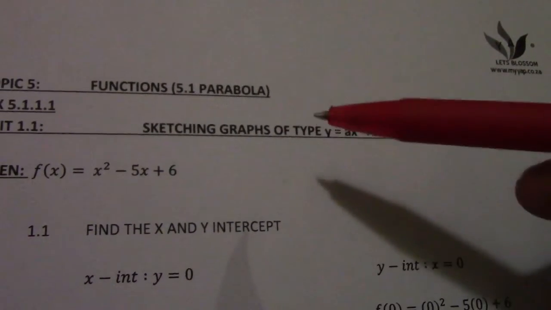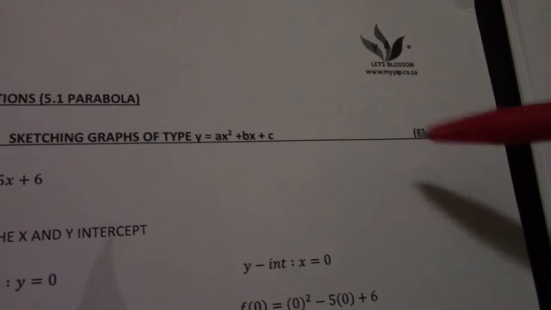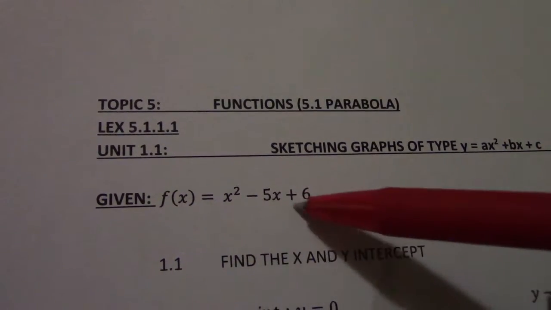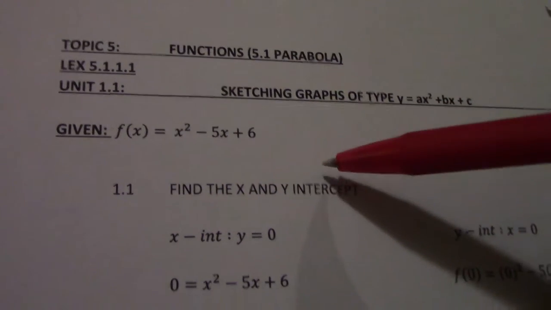Alright, good day and welcome to learning exercise 5.1.1.1 in unit 1.1. Now we're specifically looking at everything we have to do to be able to sketch a graph of that type. So given to me, the function f(x) = x² - 5x + 6. 1.1, find the x and y intercepts.